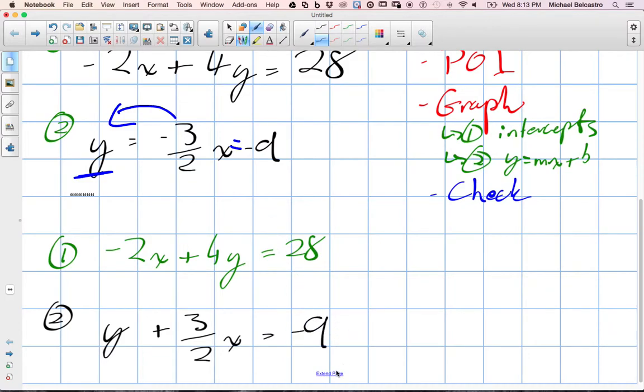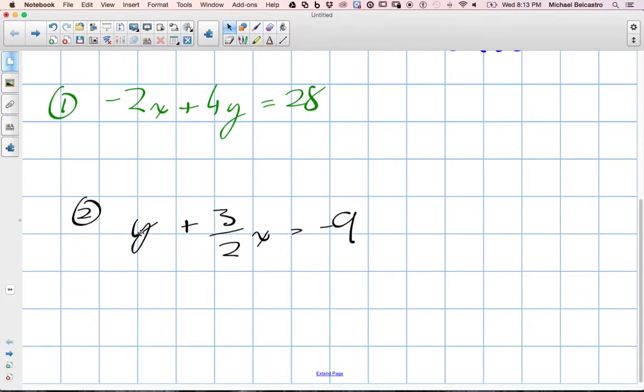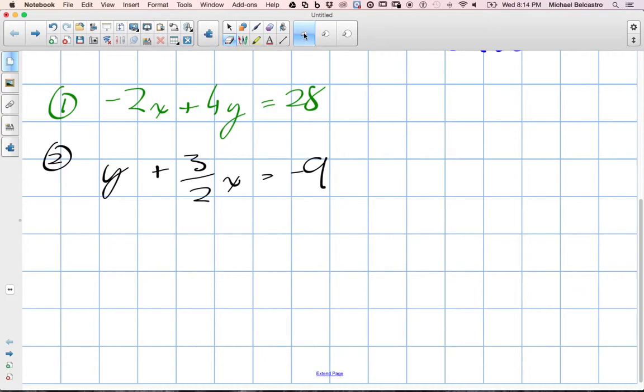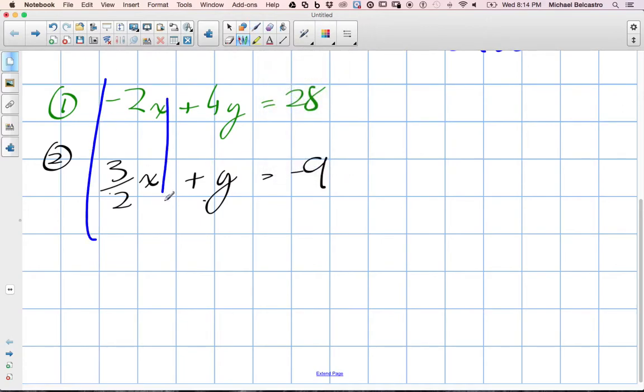Okay, and then on top of that, my x's and my y's aren't in the proper form. I'm going to rearrange the y and the x so that they're underneath each other. So this was positive 3 over 2x. And the y was still positive y. Okay, so we just changed the order of the two. So now our columns are set up. We have our x's together, our y's together, and then our constants together.